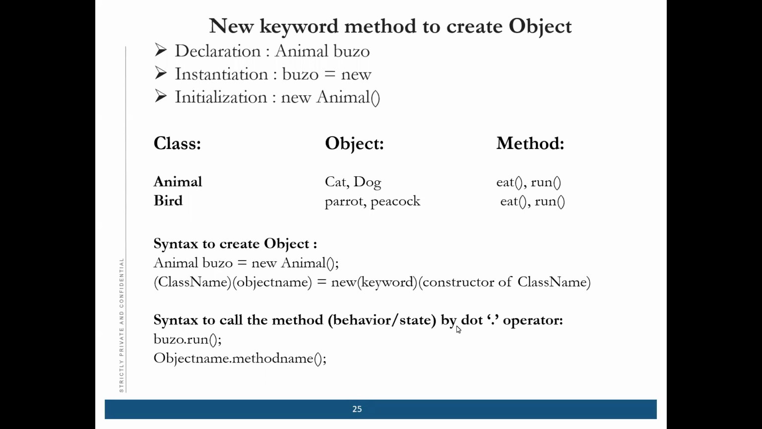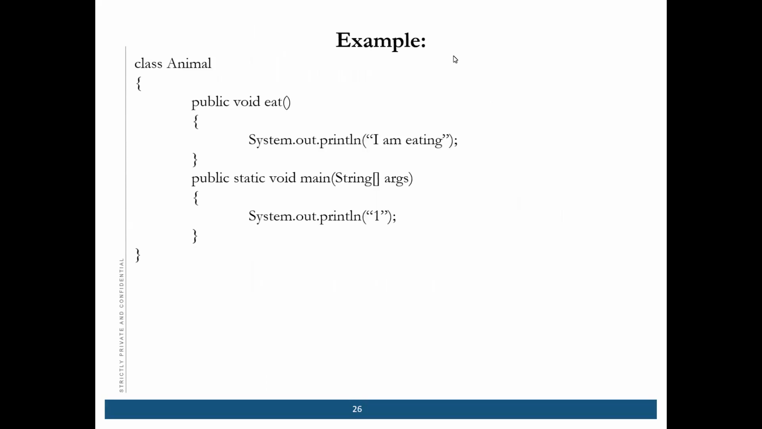So this is the syntax for calling a method, which is the dot operator. So this is object name dot method. Any method you can call. Is that clear? Once we do the example, it will be more clear to you. So this is the example.